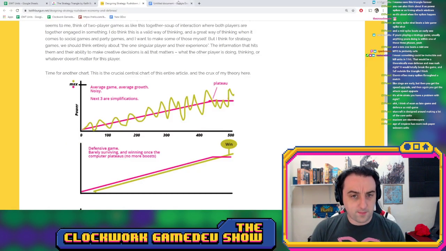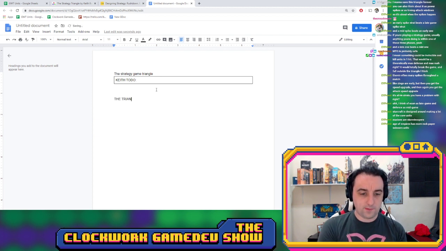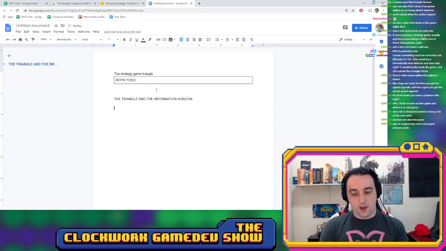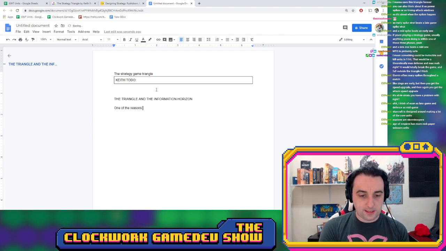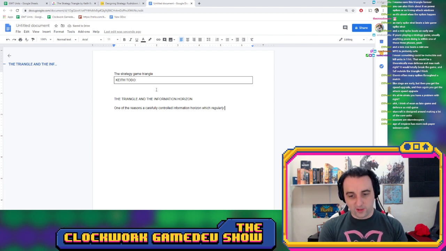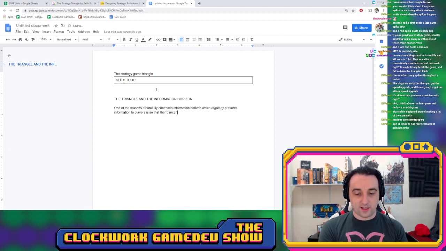Let's see if we can write something down about this. Okay, the triangle and the information horizon. One of the reasons a regular, carefully controlled information horizon, which regularly presents information to players, is so that the dance, let's call it, can take place properly. So the dance, let's just write that real quick.